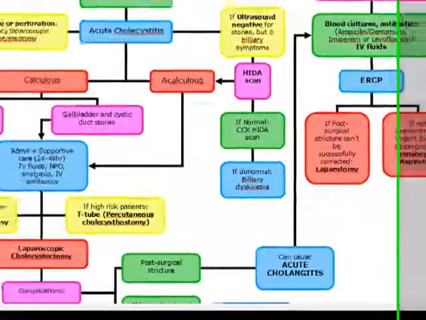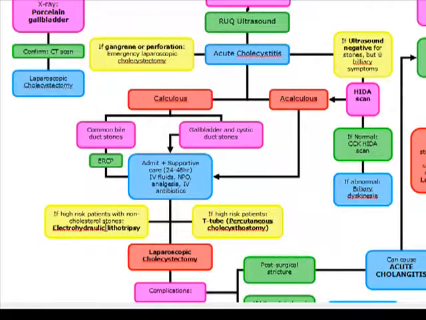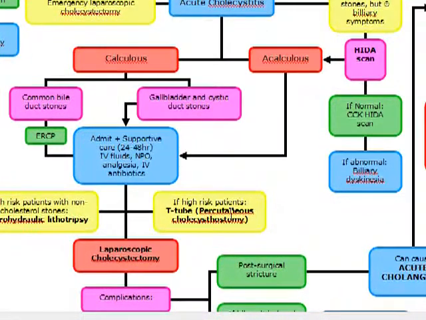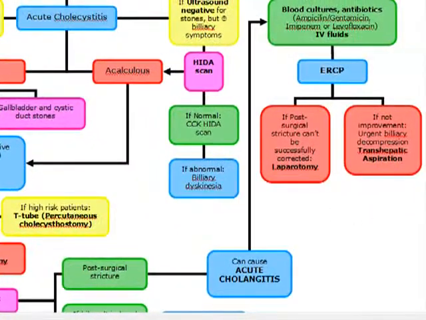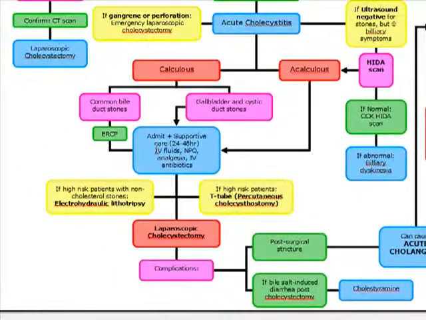If it's a high-risk patient with non-cholesterol stones, we're going to be doing an electrohydraulic lithotripsy. If it's a high-risk patient, we're going to do a T-tube percutaneous cholecystotomy. So basically, if they're not high risk, we've admitted them. We've done supportive care for 24 to 48 hours. And then we're going to wait about 6 to 12 weeks. And we're going to do a laparoscopic cholecystectomy.